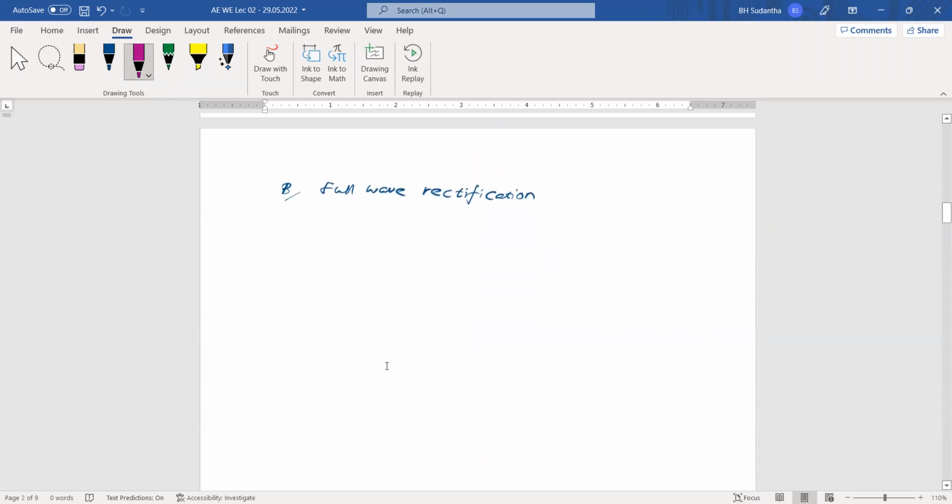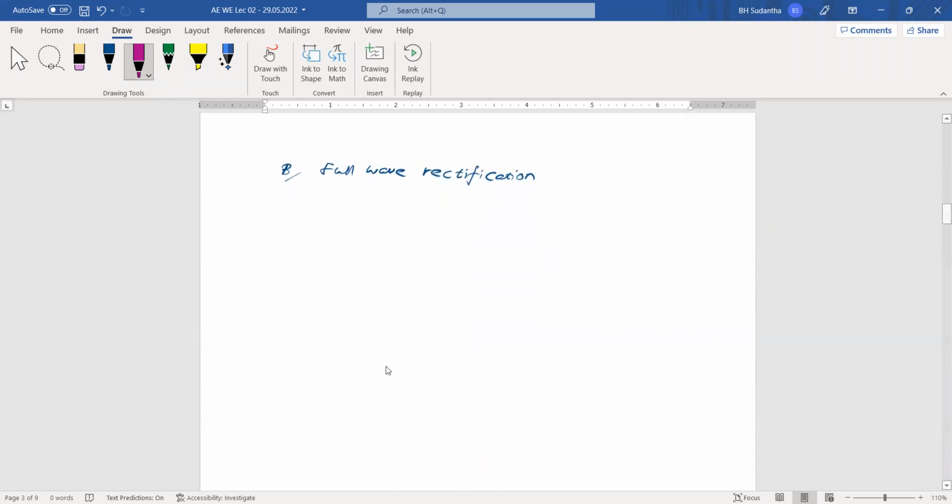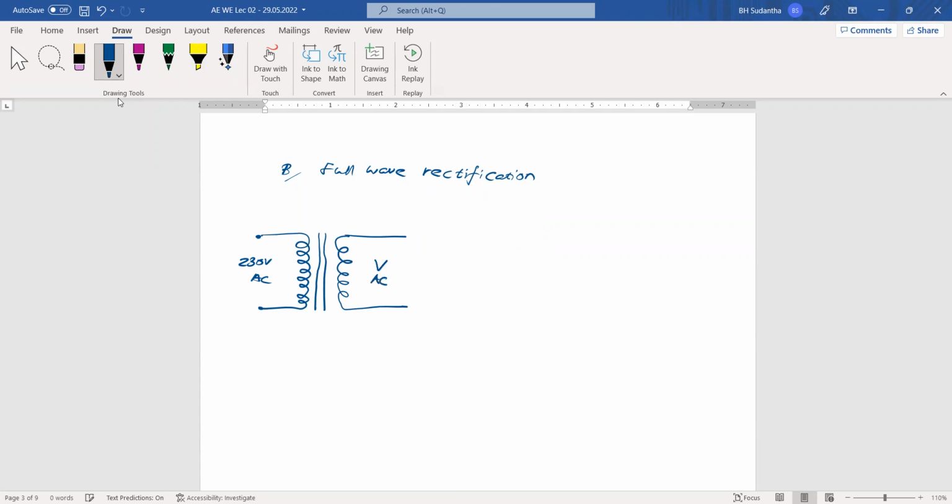Now for full wave rectification, what we are going to do is use the same setup. Here we have this transformer. Remember that it is not necessary to always have transformers, but we use this transformer to show how we can reduce the voltages. This is 230 volt AC, and on this side we have the lower voltage. We say VAC.